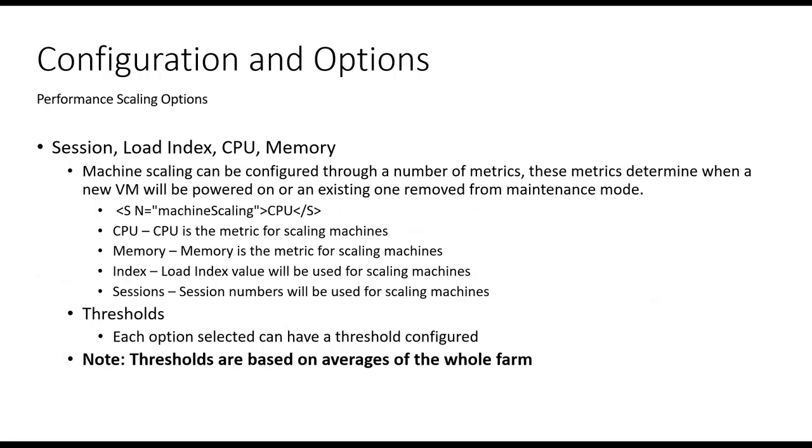What about performance scaling options? So I think, as I mentioned, you can scale on CPU, memory, index, or sessions. Now these are thresholds, and these are thresholds that are set on the average of the whole farm. So what it does is it looks at every session server, polls the CPU, memory, the load index and the number of users logged on, and it creates an average across all of those machines. So just bear that in mind, it's an average.